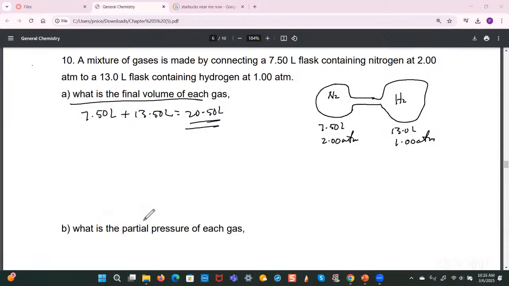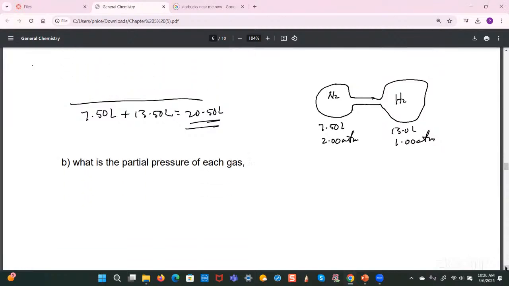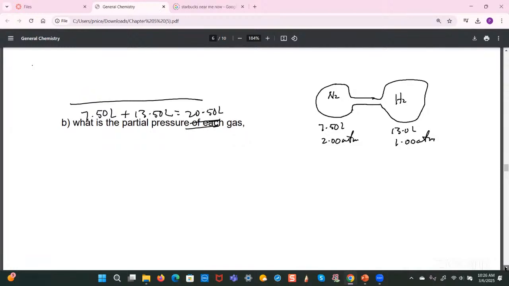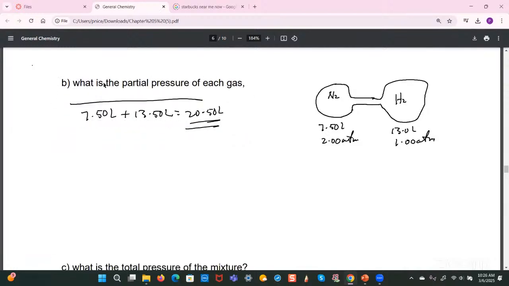Now the next question is asking, what is the partial pressure of each gas? So basically after mixing, right? After mixing, how do we get a partial pressure of each gas? Well, you have to do something first. You do have to divide by, well, Boyle's law. There you go. Say the magic words. Boyle's law. Let me clear this first.